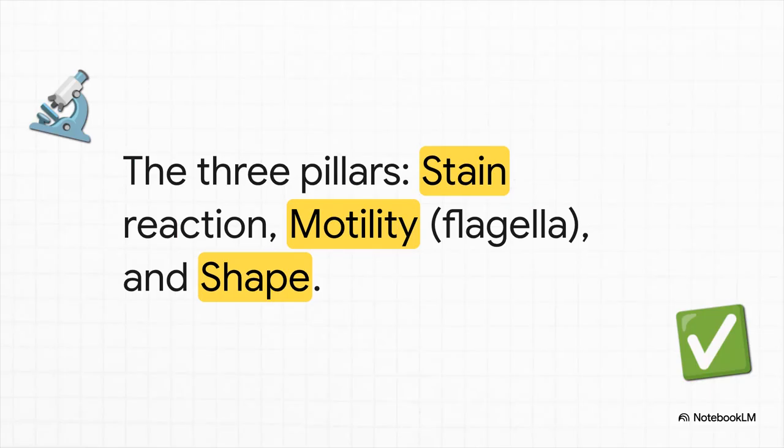So, let's just put it all together. To get that first basic idea on an unknown bug, scientists lean on these three pillars: how it reacts to the gram stain, whether it moves and how its flagella are set up, and its basic shape. It's this methodical process of looking at clues that lets us take this invisible world and finally start putting names to faces, so to speak.